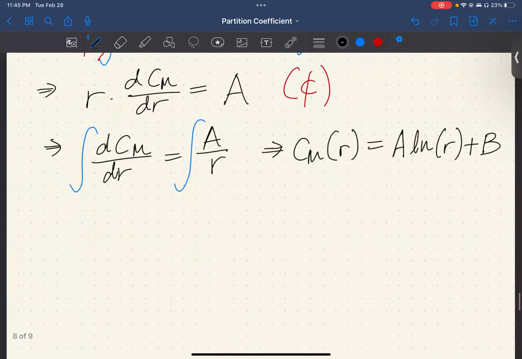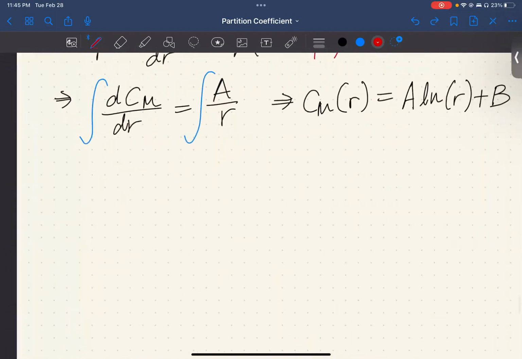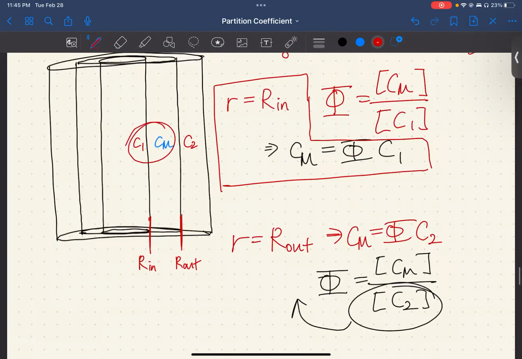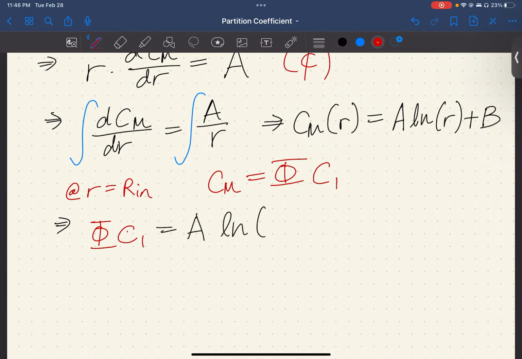So let's list out our boundary conditions. This is our general statement. We need to actually find some boundary conditions, which we actually found above. So I'm going to copy them straight from here and write them out right here. At r equals r in, our first interface, the concentration of the membrane is the partition coefficient times the concentration of the inside, C1, at that interface. This means, let's plug in: partition coefficient times C1 is equal to A, we don't know A, natural log of r in plus B.